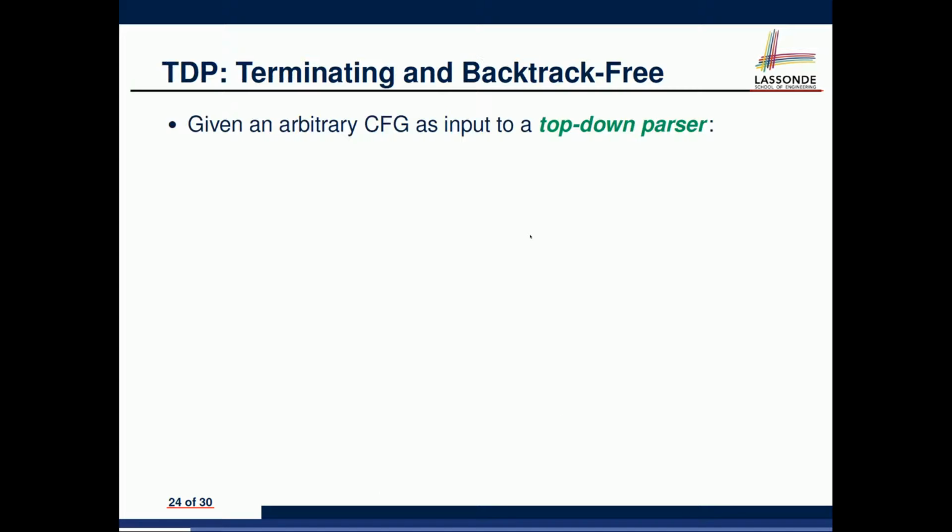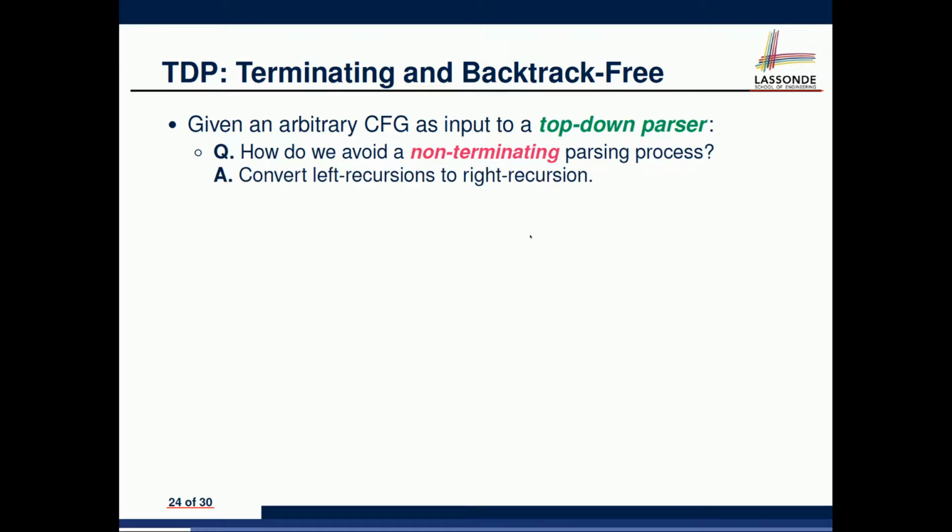So now, given an arbitrary context-free grammar as input to a top-down parser, number 1 question: how do we avoid a non-terminating parsing process? How do we avoid that? Based on what you have studied. Sure, but what about just the non-terminating part? I'm not talking about efficiency. I just wanted it to at least terminate. Coco. Exactly. No left recursion, neither direct nor indirect. So you want to convert left recursion to right recursion. So when I say non-terminating, I'm not talking about efficiency. I just wanted it to terminate.